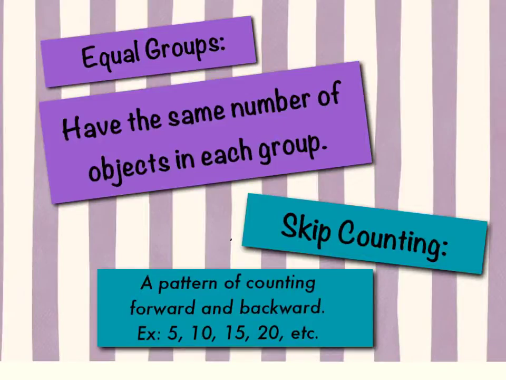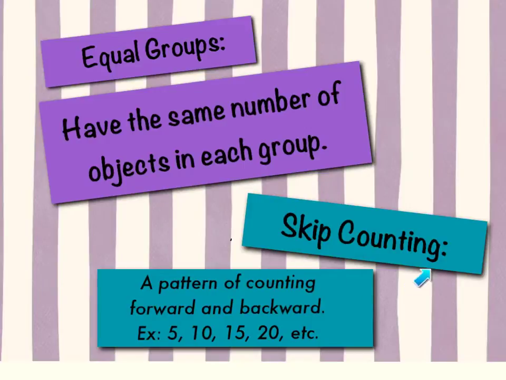There's some pretty important vocabulary that you need to know for this lesson. Equal groups is a vocabulary word that means to have the same number of objects in each group. So equal groups, because we know equal means the same value. Equal groups have the exact same number of objects in every group.